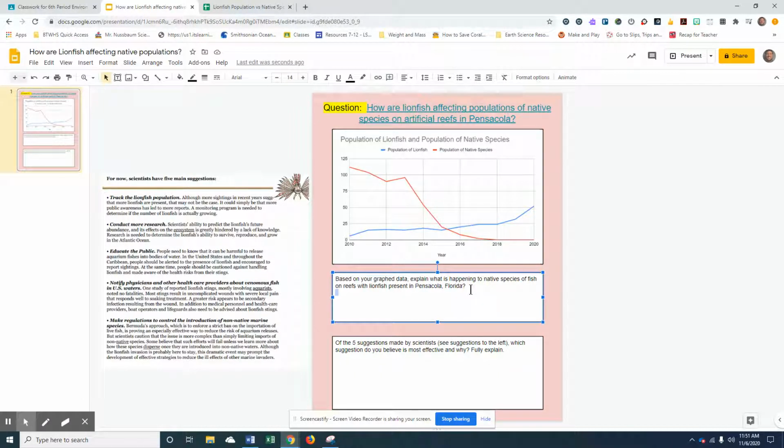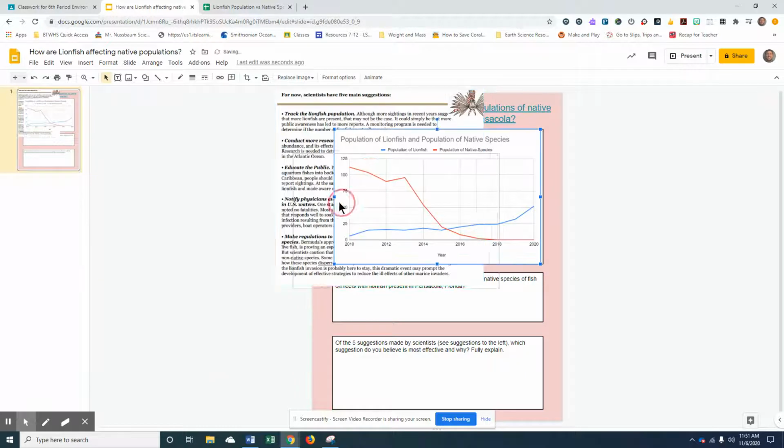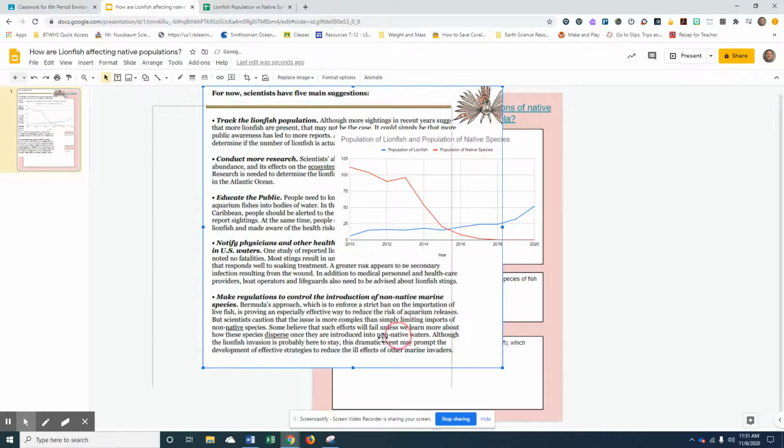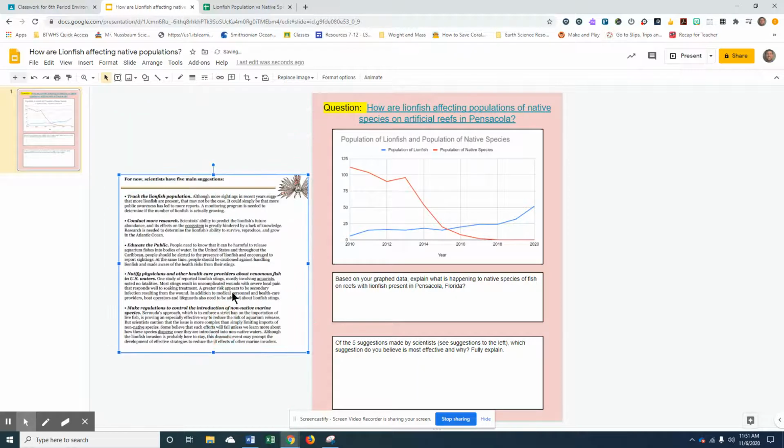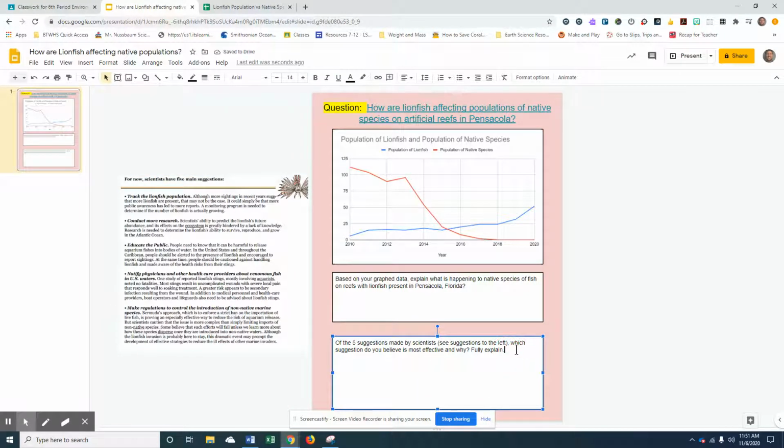Okay, once you've done that, the last part of this assignment will be to pull up this document that's over on the left-hand side. Okay, and you can expand that so you can read it a little bit easier. It talks about 5 things that scientists are currently doing to try and combat the problem that we are having with invasive lionfish. Out of those 5 suggestions that have been made by scientists, what suggestion do you think is the most effective? Which one do you think is the best, and explain why? That would be the final question that I'm asking you to answer on this assignment.